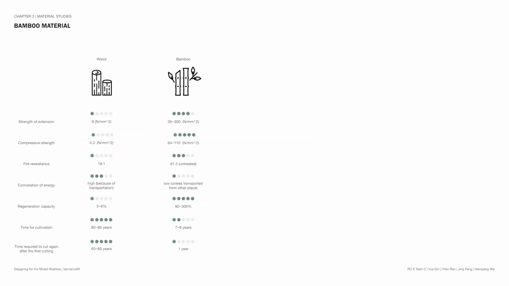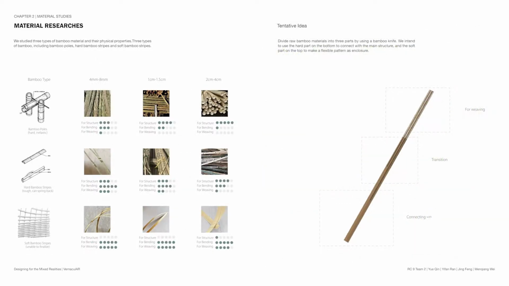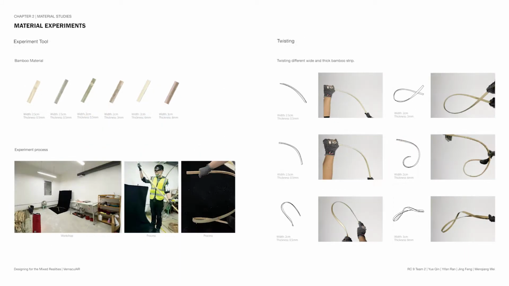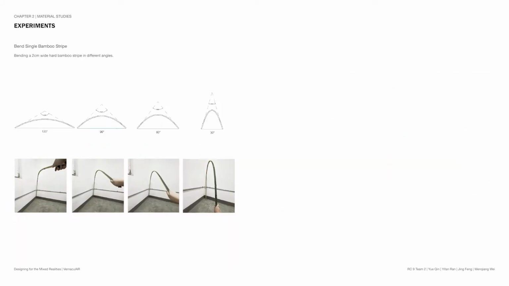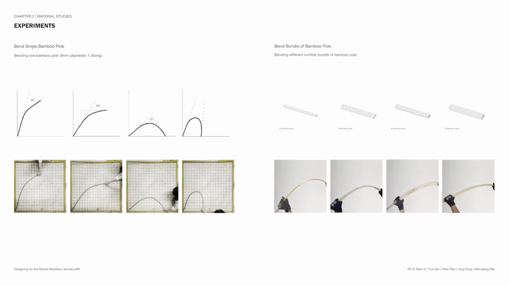After the background, we began with bamboo material studies. There are 3 types of bamboo materials. After fabricating, different parts of one raw bamboo can play different roles in a building. We did a series of bending tests of different bamboo materials and tested out some bending angles of bamboo strips. Next, we tested the bending function of some fresh bamboo poles.